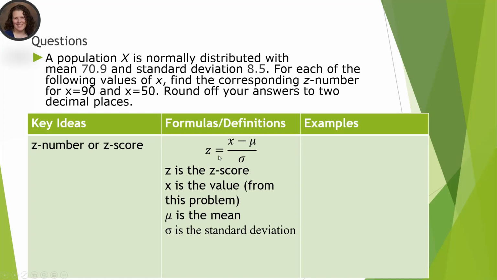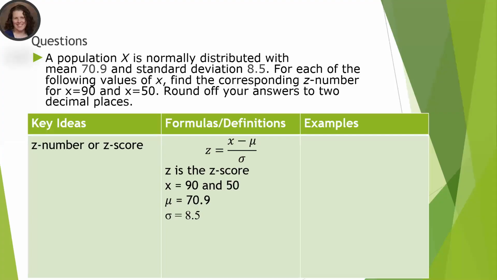And so we're going to need to read the problem and look for a mean and a standard deviation. So always take a few minutes to read the problem and make sure you understand. So the problem right here said the mean is 70.9, so we know what this value is. And it tells us that we have a standard deviation of 8.5, so now we have this value. And so now we need to figure out what is this x, and they gave us two. They gave us an x of 90 and an x of 50. So we're going to solve this problem twice because there's two values that we're looking to find. So here we see we have our x is 90 and 50, our mean is 70.9, and our standard deviation is 8.5.